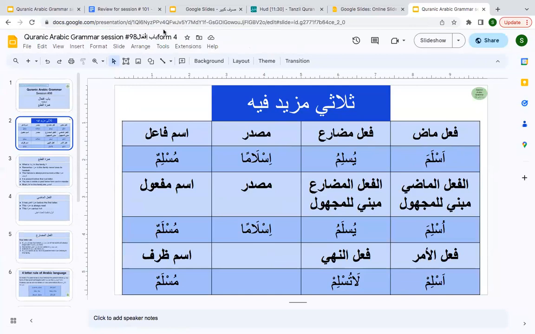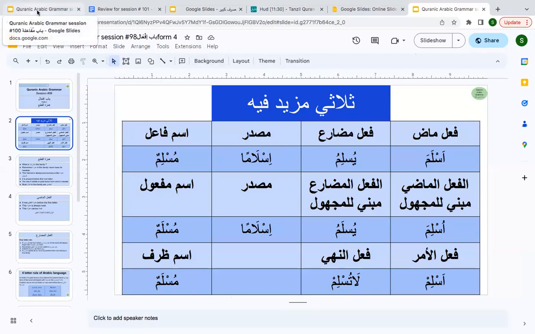Aslama yuslimu islaman fahuwa muslimun. Uslima yuslamu islaman fahuwa muslimun. Al-amru minhu aslim wa anhu la tuslim wa zarfu minhu muslimun. Everyone with me so far? Zarf is a noun of time and place. The place where the person submitted is Muslamun. The time when the person submitted was Muslamun. Keep that in mind, okay? And Islaman, to submit or submission, is an idea which is masdar.